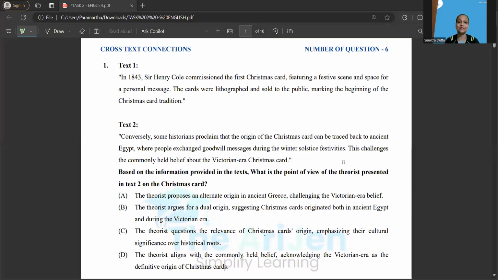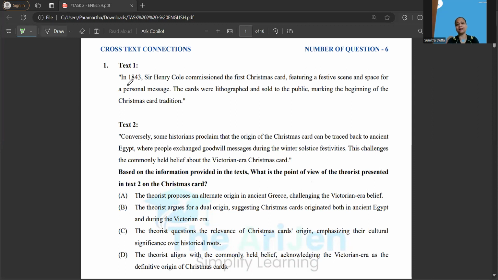Hello and welcome for the solution of tasks to verbal ability of the ST examination. So let us start with the cross-text connections questions. Question number 1, text 1. We have to read both the texts, as you know, and then we have to find out the options.